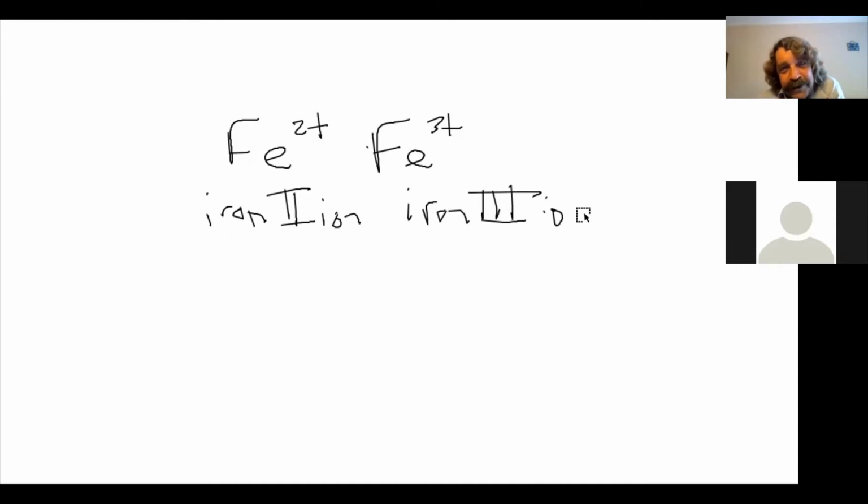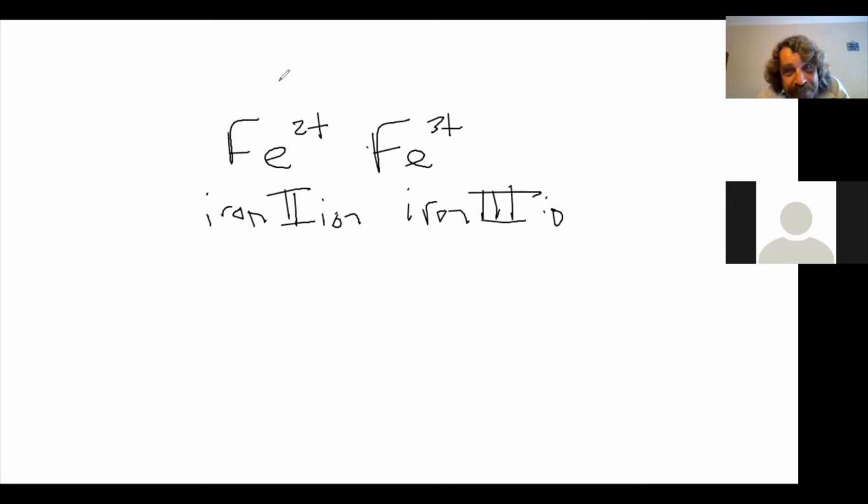Now, this is usually the biggest problem that we run into in naming: the Roman numeral. The only thing you need to remember is that if it's group 1, group 2, or aluminum, it doesn't have a Roman numeral. Everything else does. The vast majority of metals will have a Roman numeral to them. So always keep that in mind.